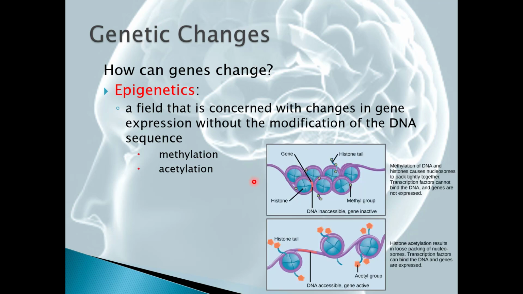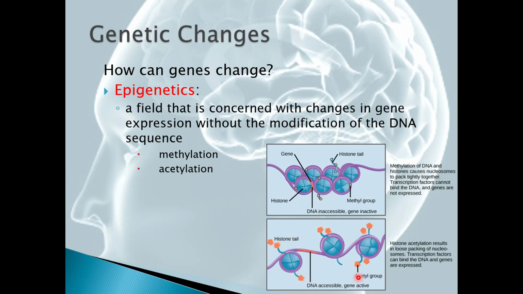If we look at this diagram here, on the top part, we see an example of methylation. The purple strand is the DNA, and the blue balls are the histones. Methylation, which we see here as an added methyl group, keeps that DNA tightly wound around the histones. And when it's tightly wound around the histones, it's not as easy to transcribe. So gene expression is going to be decreased.